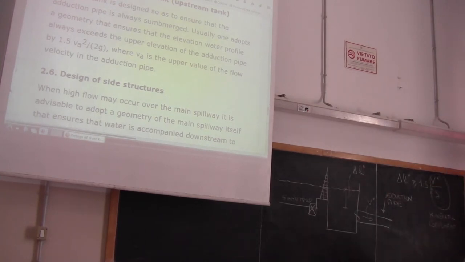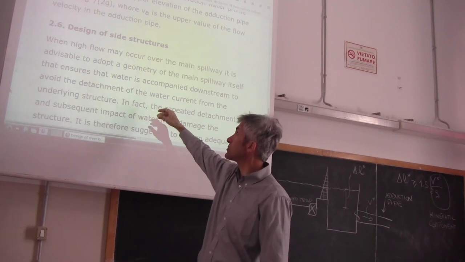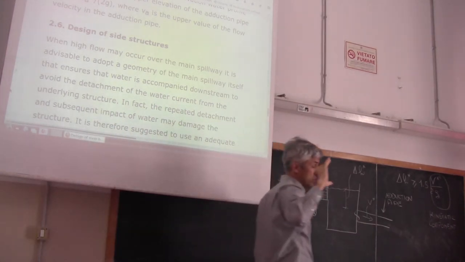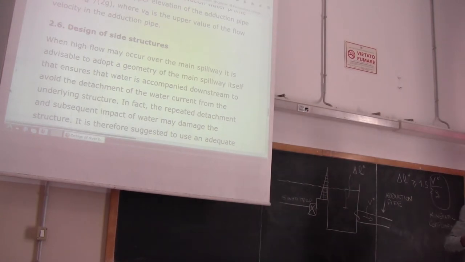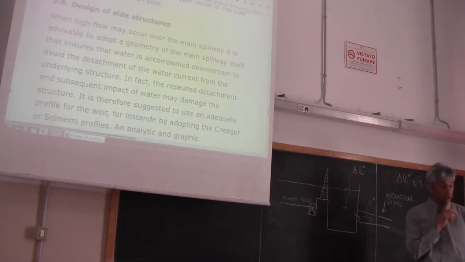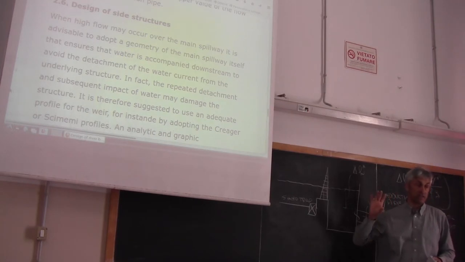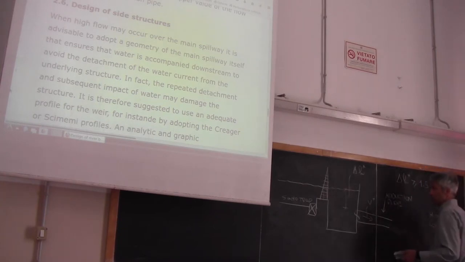Let me see what else we need. There is a section which is titled Design of Side Structures. Side structures are structures that are part of the infrastructure of the barrage, but are not directly interacting with the flows. It's not a correct definition, because the first side structure that I'm considering is interacting with the main spillway, so it's partially interacting with the flow, not always, but during floods, yes.